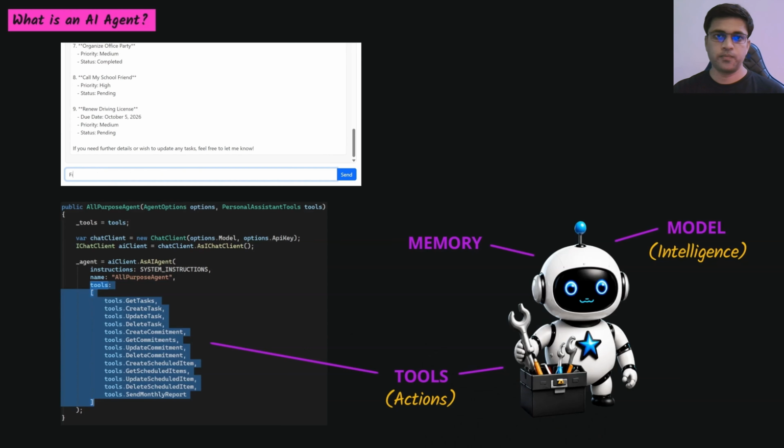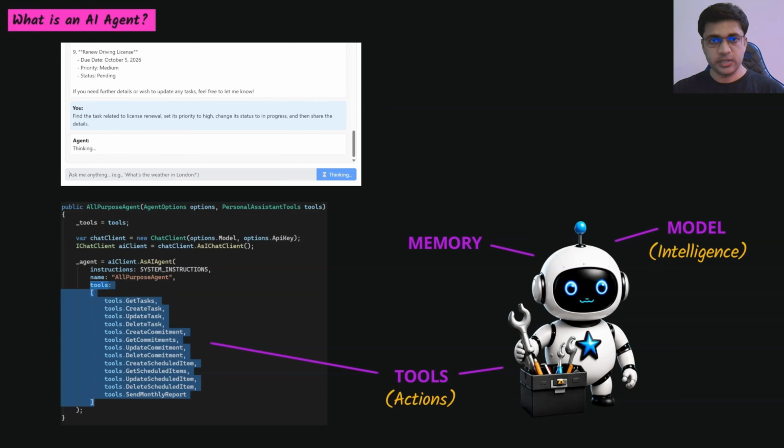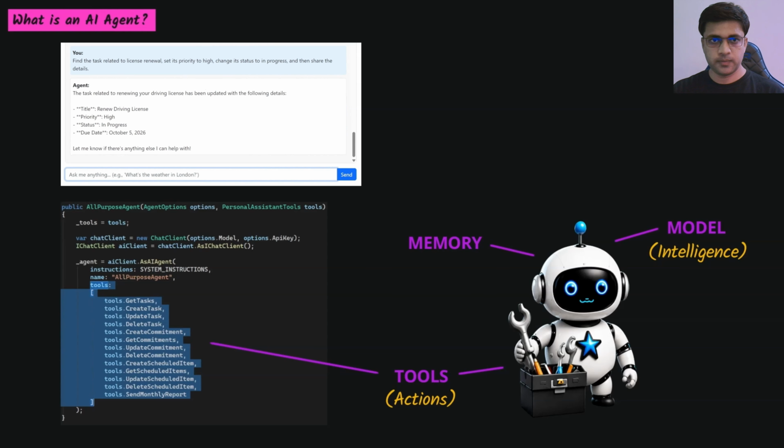See this. Find the task related to license renewal, set its priority to the highest, change its status to in progress, and then share its details. This requires the agent to perform multiple operations using the right set of tools. Find the correct task, update the priority, change the status, and then retrieve the details. The agent already has all of these capabilities at its disposal. When I run it, as you can see, the agent automatically calls the right tools and uses them to complete the request. That's how an agent works.